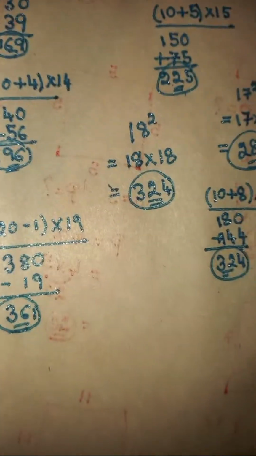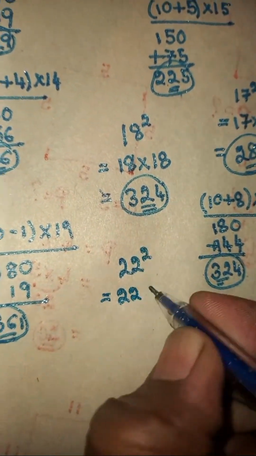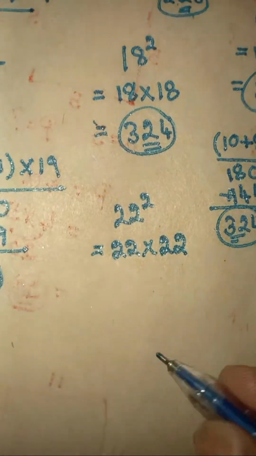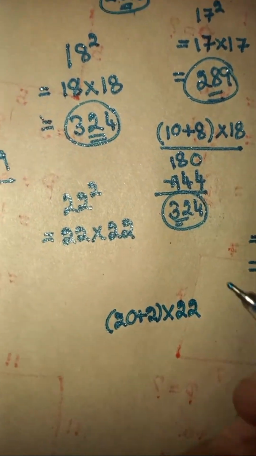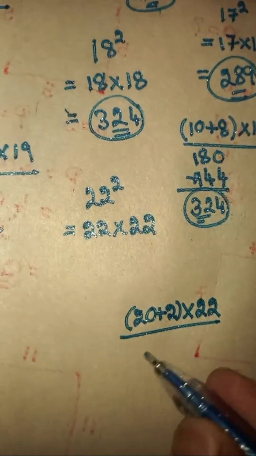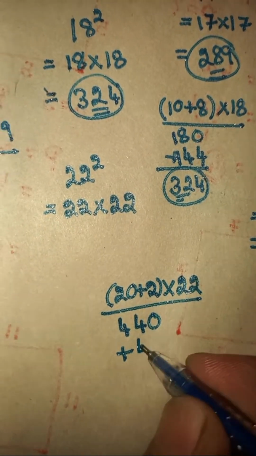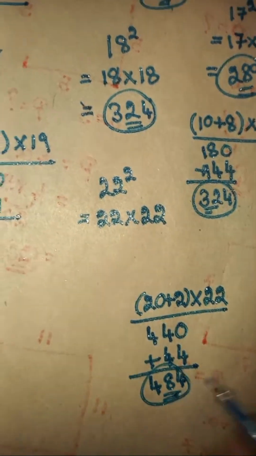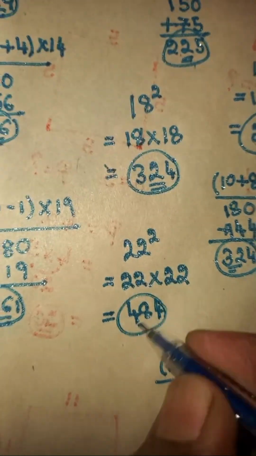Let's write 22 square. 22 square can be written as 22 times of 22. Now you can split and write 22 as 20 plus 2 times of 22. Now you're going to get 22 times of 2 is 44, 44 with that 0 is 440, plus 22 times of 2 is again 44. 440 plus 44 is 484. So 22 square is 484.